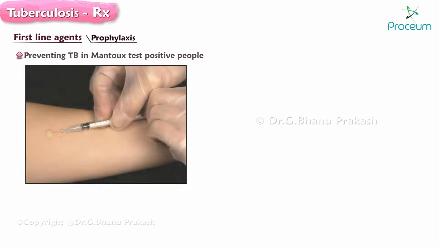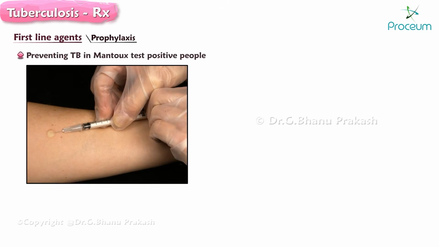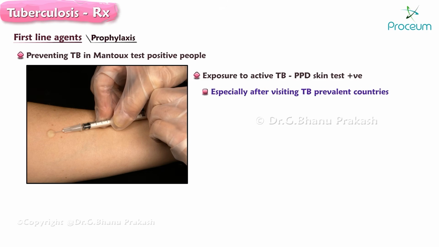Prophylaxis. Prophylactic therapy as a means of preventing tuberculosis in people who test positive on the Mantoux test is particularly important, where exposure to someone with active tuberculosis can make an individual's purified protein derivative skin test positive, especially after visiting countries where tuberculosis is prevalent. Isoniazid alone is often given for this prophylaxis.